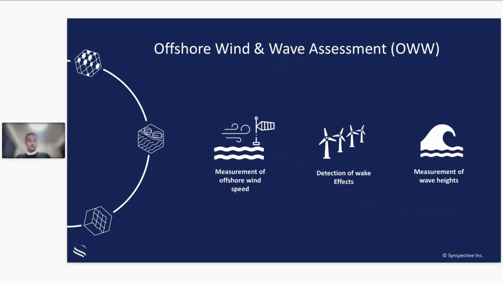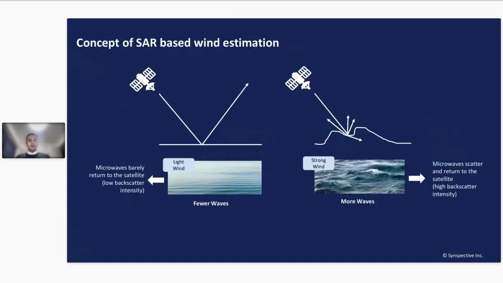So within our offshore wind and wave assessment solution, which we also call OWW solution, we measure 3 main parameters. And first is offshore wind speed. So we measure the offshore wind speed. And next is the detection of wind wake effects. And the third one is the measurement of wave heights. So next, I'd like to talk about the concept of SAR-based wind estimation.